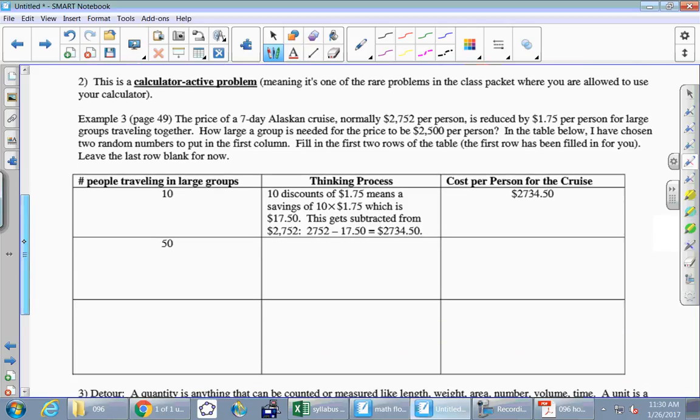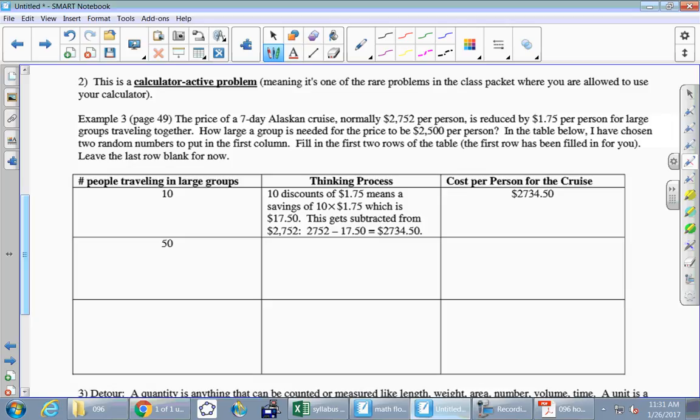Okay, so here's the problem. The price of a 7-day Alaskan cruise, normally $2,752 per person, is reduced by $1.75 per person for large groups traveling together. How large a group is needed for the price to be $2,500 per person? And there's more to it here, but let's just make sure we understand what's going on with this problem.